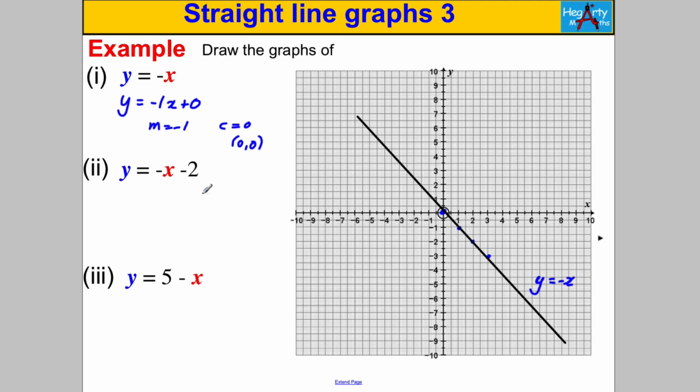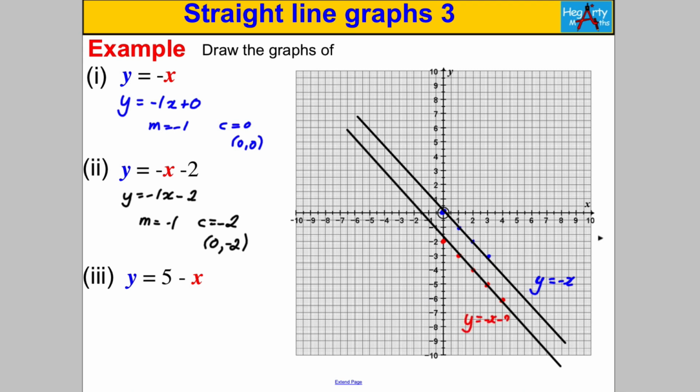Okay, what about this one? Well, here, if we write this in the correct form, this is going to be y is negative 1x take away 2. So m is negative 1 again, but here c is negative 2. So the gradient's negative 1, but the y-intercept is 0, negative 2. It goes through 0, negative 2, and as you go right 1, you go down 1, right 1, down 1, right 1, down 1. And again, we get our straight line there, like that. And that's the straight line, y is equal to negative x take away 2.